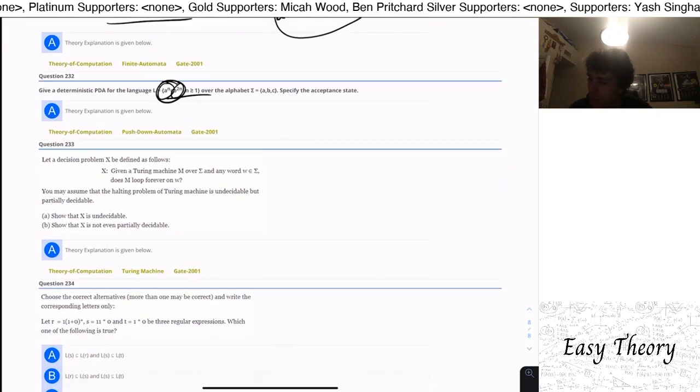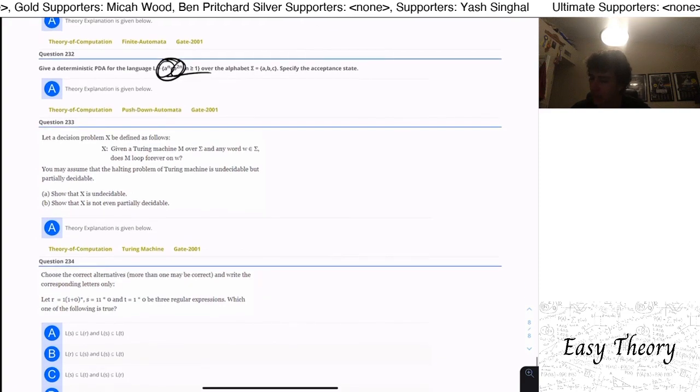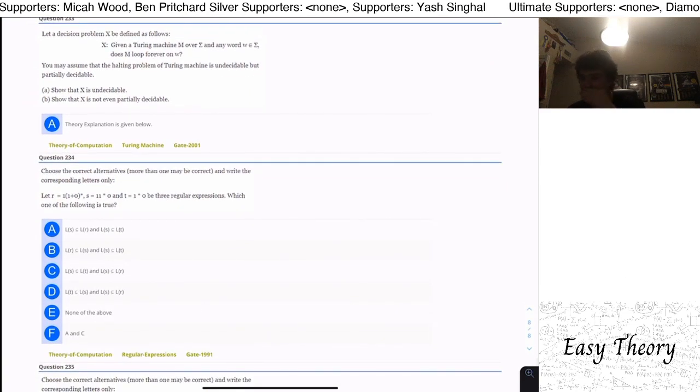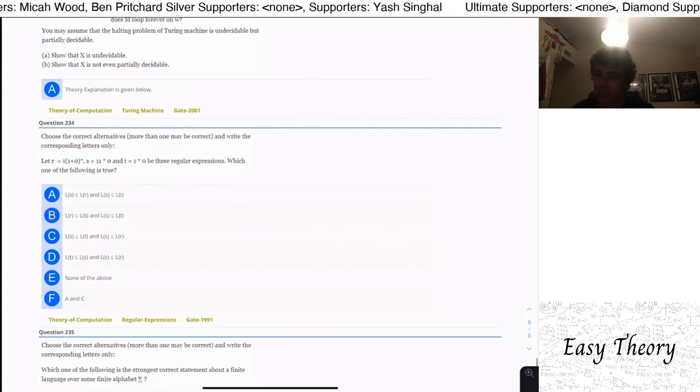Okay, we have a decision problem here. Does M loop forever on W? Show that X is undecidable. I'm not going to do that here for interest of time. I already spent a lot of time doing this anyway.